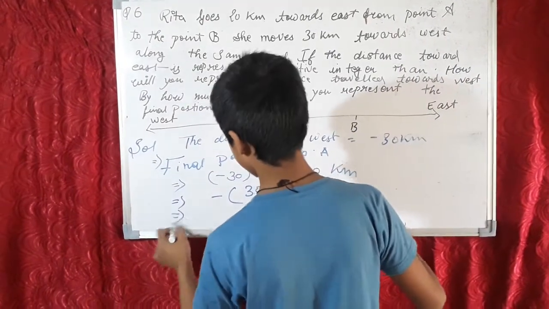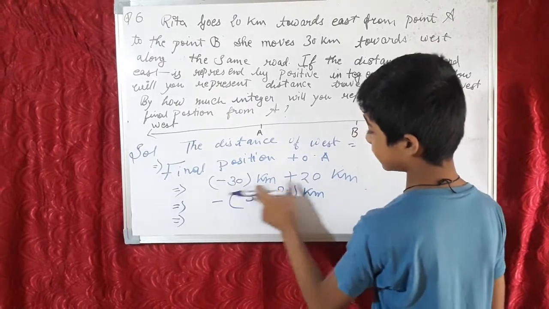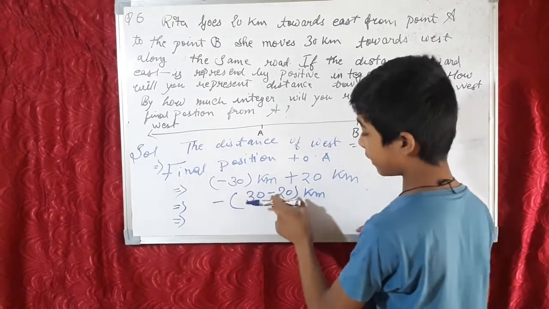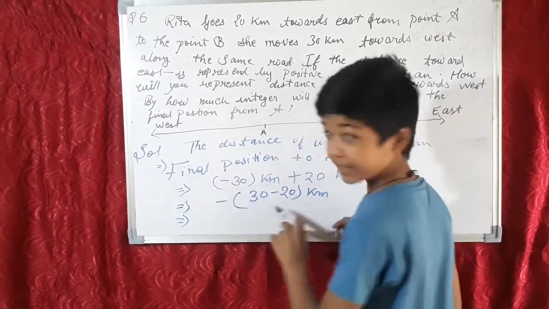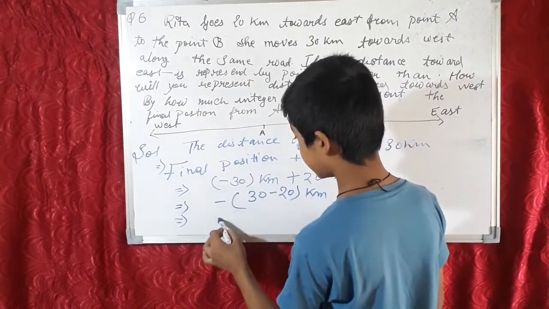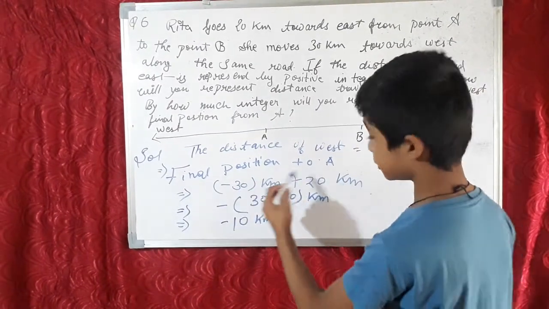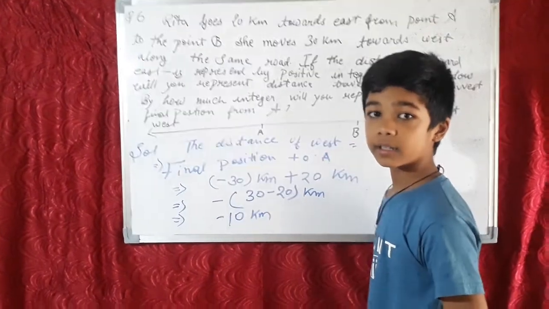Then why have we done this here? If minus is multiplied with this value 30, it will become this only, so it is easy to solve. Then 30 minus 20 is 10, so with the minus sign it is minus 10 kilometer. The final position to A is minus 10 kilometer.